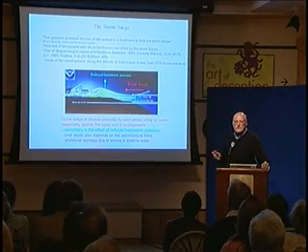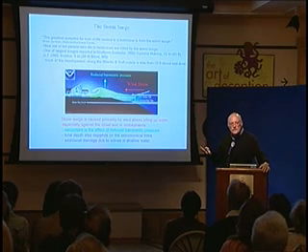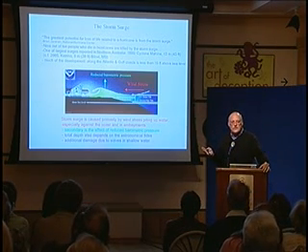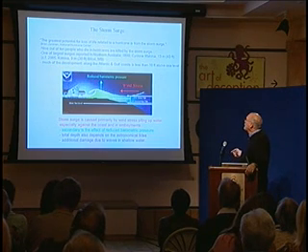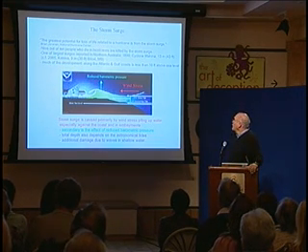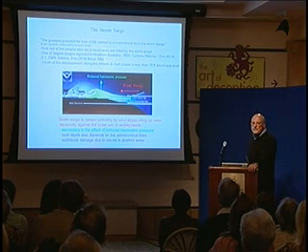Now, the storm surge. While most people think about high winds when they think about hurricanes, the storm surge is the most dangerous part of a hurricane. In fact, according to the National Hurricane Center, the greatest potential for loss of life related to a hurricane is from the storm surge. And 9 out of 10 people who die in hurricanes are killed by the surge, not by winds. The storm surge with Katrina was approximately 9 meters or 30 feet in Biloxi, Mississippi. It's important to note that much of the development in the US along the Atlantic and Gulf coasts is less than 10 feet above sea level.